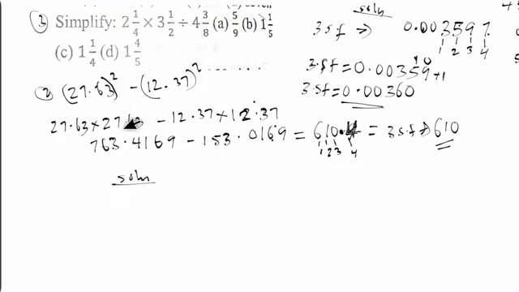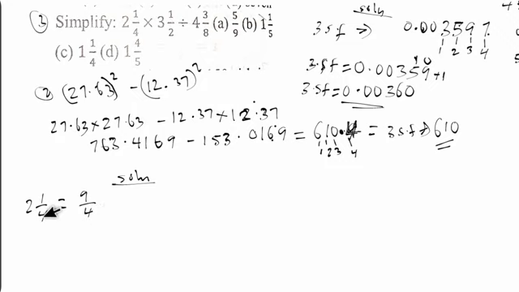The method I will use here: I will first of all convert these mixed fractions to improper fractions. So when I convert 2 whole number 1 over 4 into an improper fraction, it is 4 times 2, that is 8, plus 1, that is equal to 9. So that is 9 over 4. That is how you convert to improper fraction.